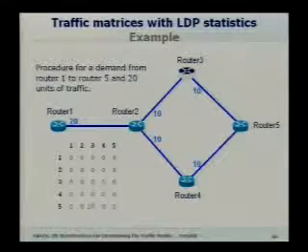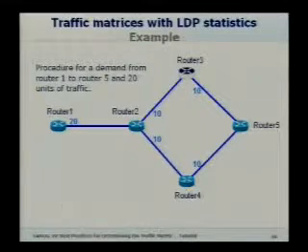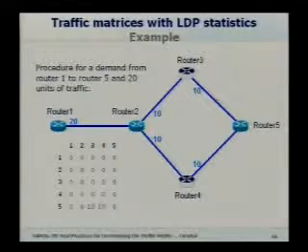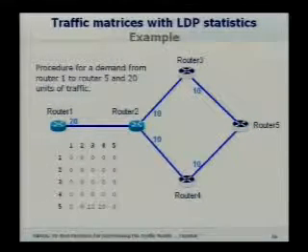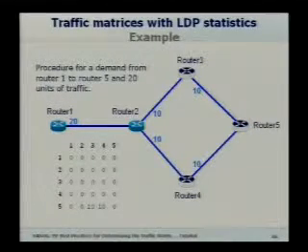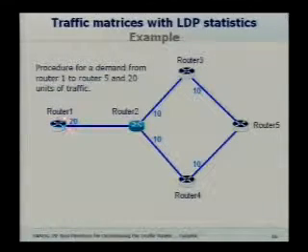So I know at this point that there is 10 units of traffic from router 3 to router 5, from the information I have at this point. I process the next router, which is router 4, and there I see another 10 units of traffic from router 4 to router 5. So I also put in the traffic matrix 10 units from router 4 to router 5.